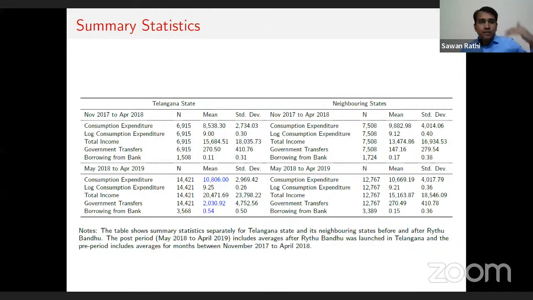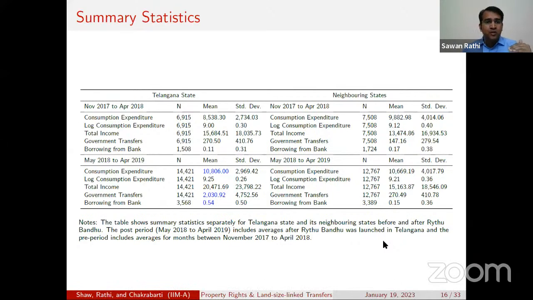So there's a substantial increase in consumption expenditure for sure. On the neighboring states side, you would also see an increase. But whether the difference is significant or not is what we will check in the next slide. What is important to see is the government transfer variable, which Abhishek showed in the scatter plot before, but I wanted to show in means.